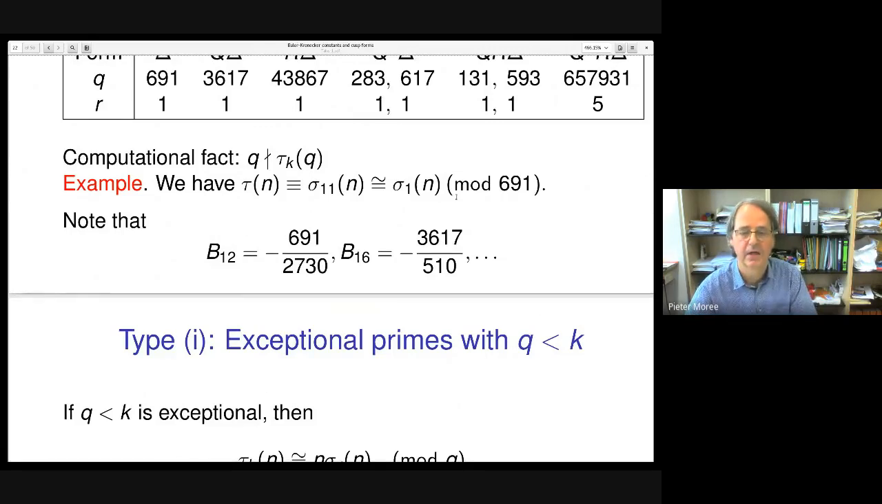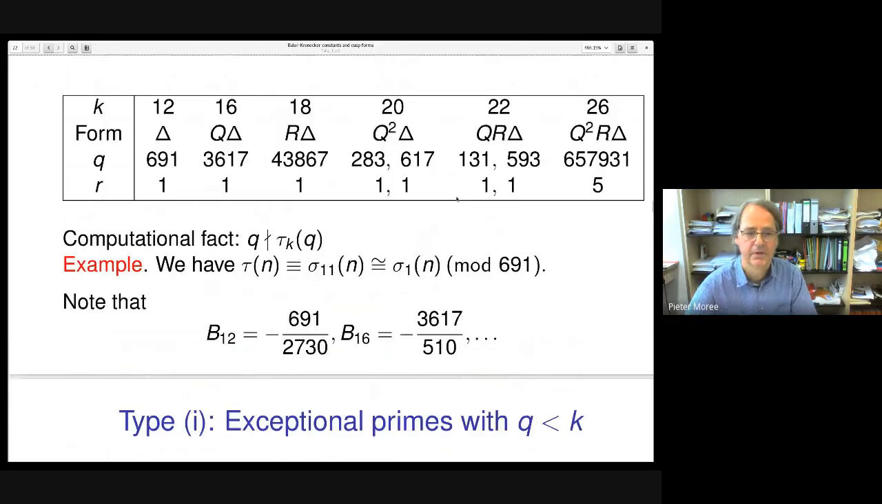What is interesting to note is that these numbers appear in numerators of Bernoulli numbers. There is a reason for that. It's basically that modulo 691, the Eisenstein series E12, which has a constant term which involves this Bernoulli number, becomes, that constant becomes 0, and in some sense the Eisenstein series becomes a cusp form. So that's the essence of this congruence. So these are the ones for q greater than k.